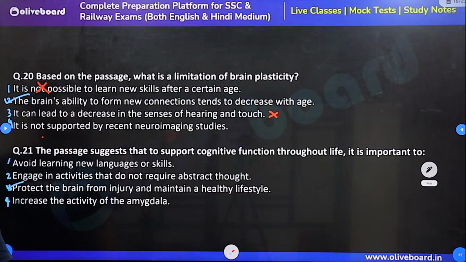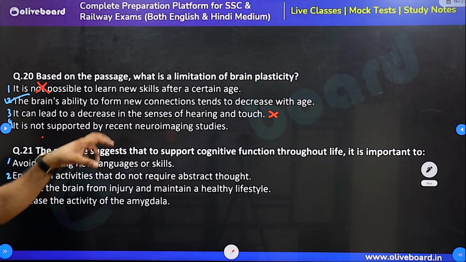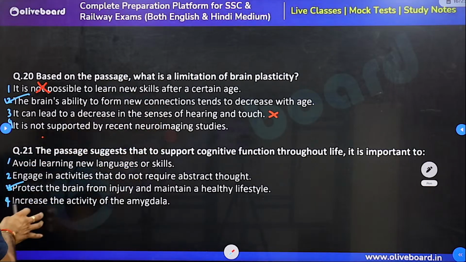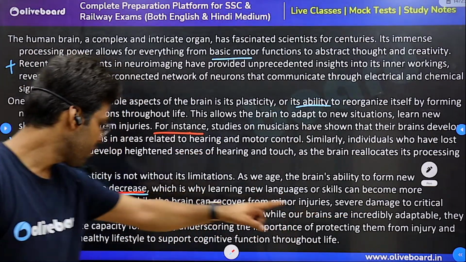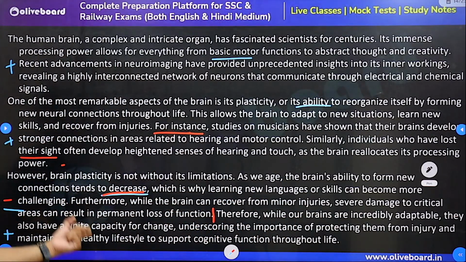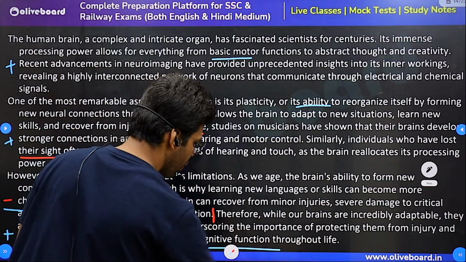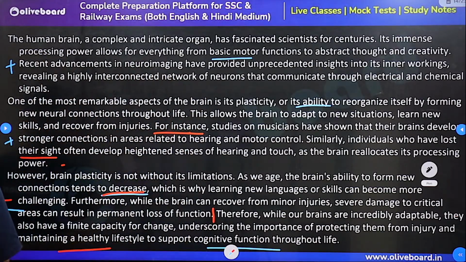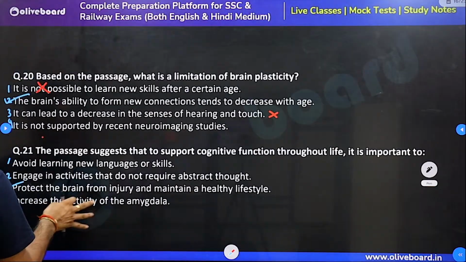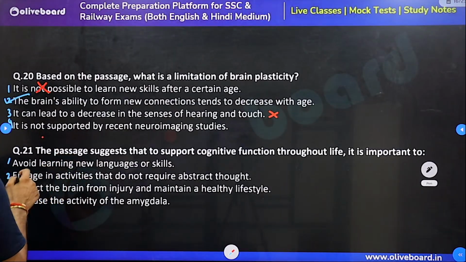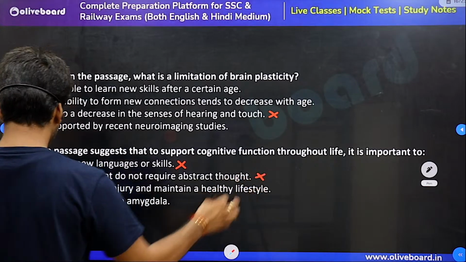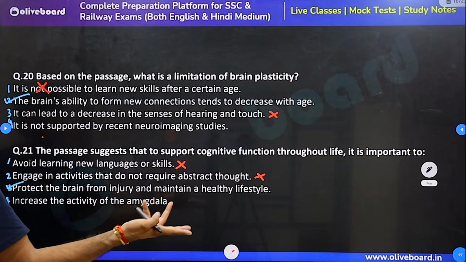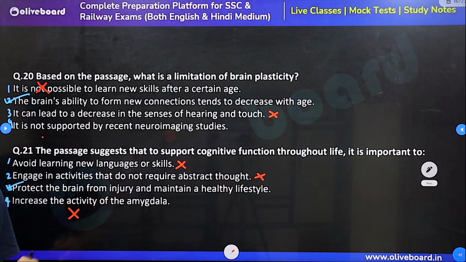Drop it. Passage suggests that to support cognitive function throughout life, it is important to, I remember this line, highlighting the importance of protecting them from injury and maintaining a healthy lifestyle to support them throughout your life. Maintaining a healthy lifestyle and protecting them from injuries. So avoiding learning a new language, okay, I'll drop. Engage in activities that do not require abstract thought. Protect the brain from injury and maintain a healthy lifestyle. Straight. Activity of dalda, no.